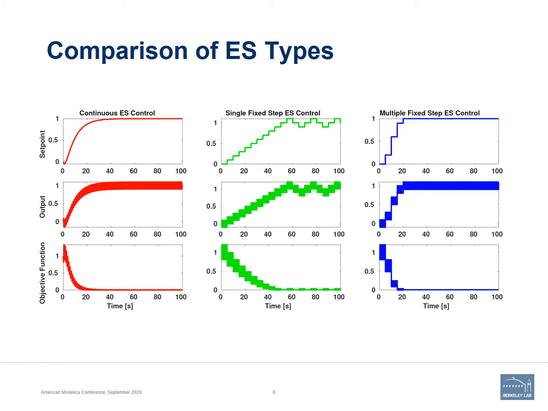The last row shows us the objective function, which shows that all of the controllers are able to converge to nearly 0. They will still probe around the optimal objective, but they nearly achieve it.